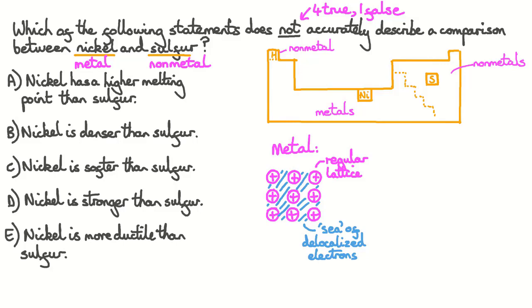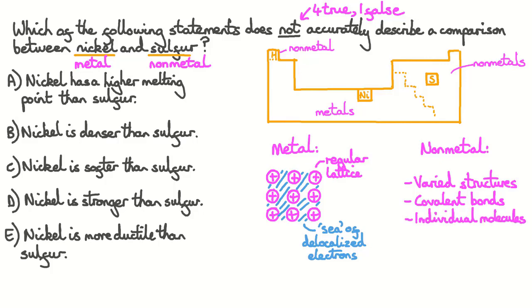In between these atoms, there is a sea of delocalized electrons. Nonmetals have much more varied structures. They tend to involve covalent bonds and sometimes individual molecules. They also tend to have localized electrons as opposed to the delocalized electrons in a metal. But how does this relate to the properties of our metal and nonmetal?